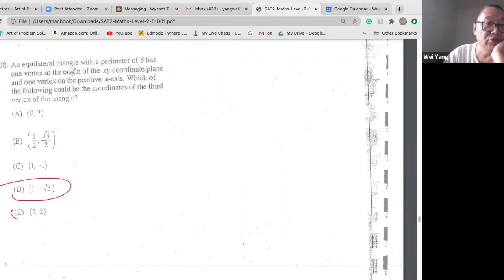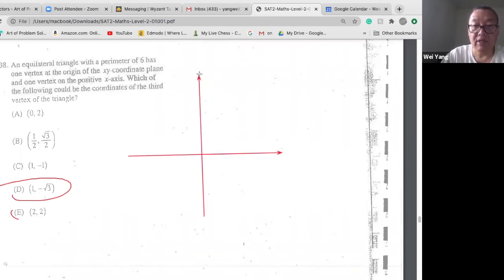Now let's see this one. An equilateral triangle with perimeter of 6 has one vertex at the origin of the xy coordinate plane and one vertex on the positive x-axis. Which of the following could be the coordinates of the third vertex of the triangle? Okay, this one you need to draw the Cartesian plane. We have this is the x-axis, this is the y-axis, this is the origin.